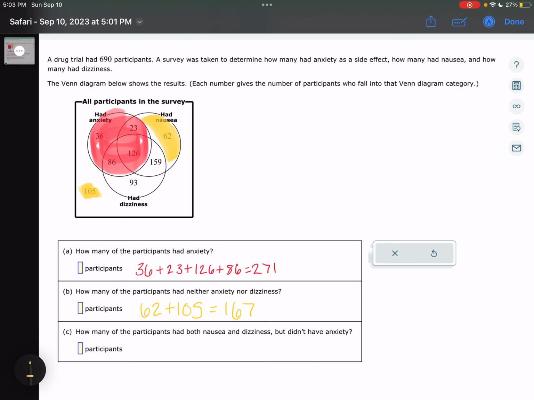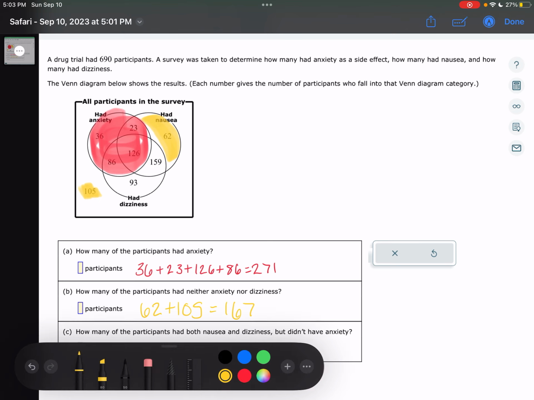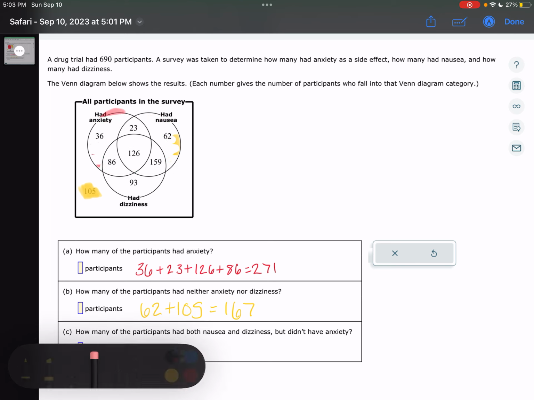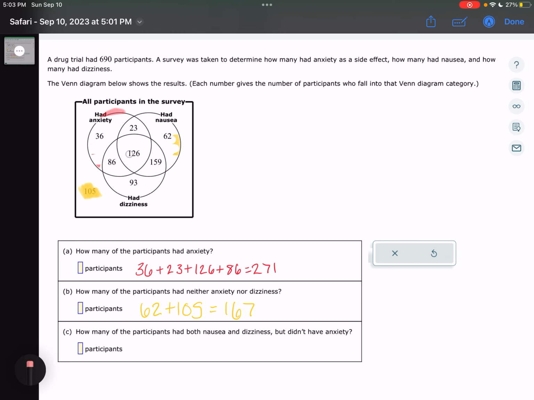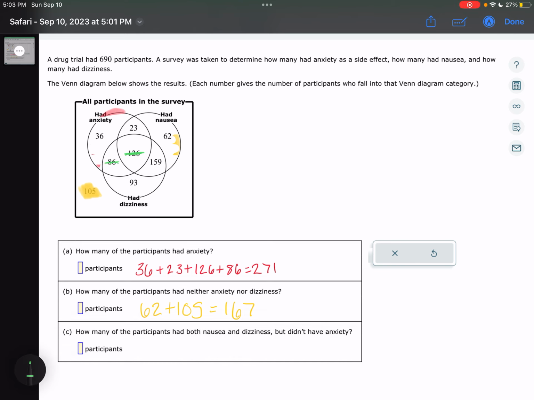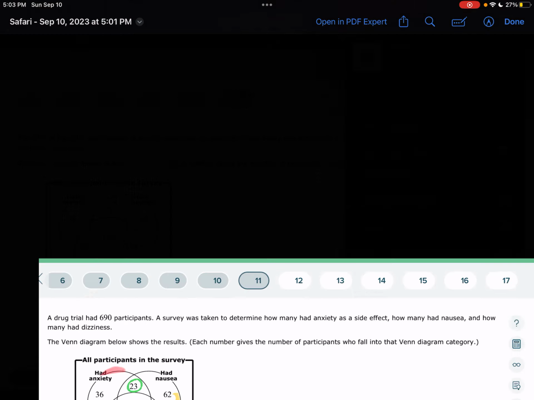Our last one is the participants who had both nausea and dizziness but didn't have anxiety. So I'm going to erase this. And I don't want to include any of my dizzy people. So I'm going to grab this, and I don't want to include any of the numbers from my dizzy circle, but I want the participants who had both nausea and dizziness, not anxiety. So those people would be right here, so 23. Your problem might look a little different. We just wanted to move on.